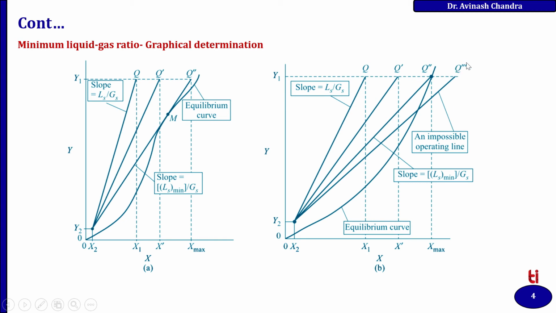And whereas you can see the line Q triple dash is crossing the curve here to here, and this is termed as an impossible operating line. So the only possible lines are Q, Q dash and Q double dash. And Q double dash is the minimum operating line, whereas the real operation may lie somewhere in Q or Q dash, on the left hand side of the curve.